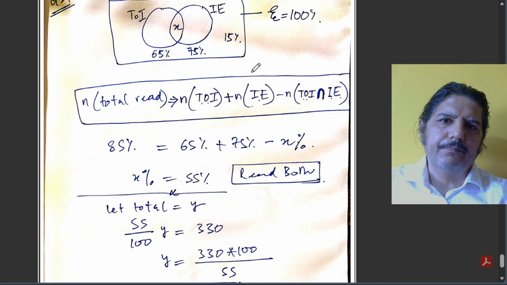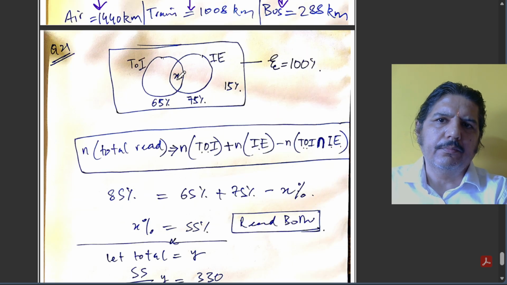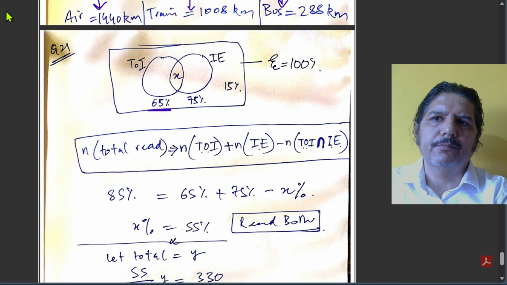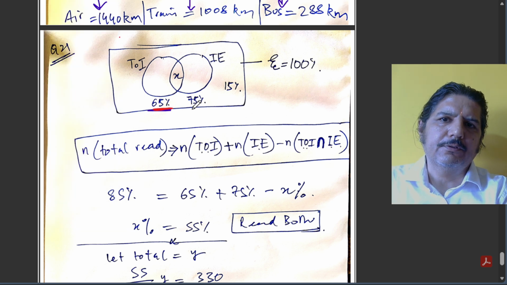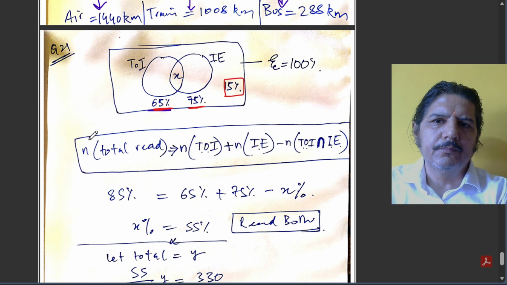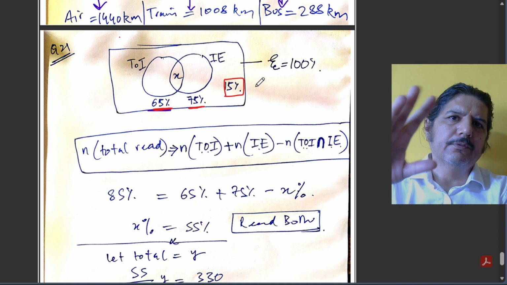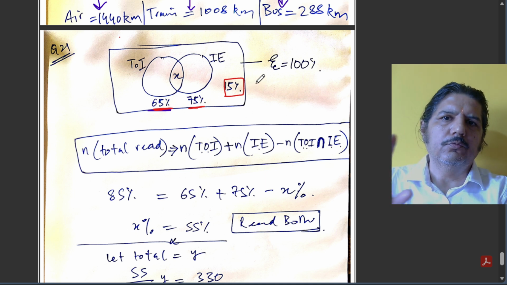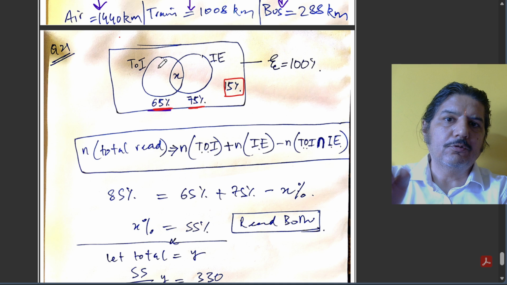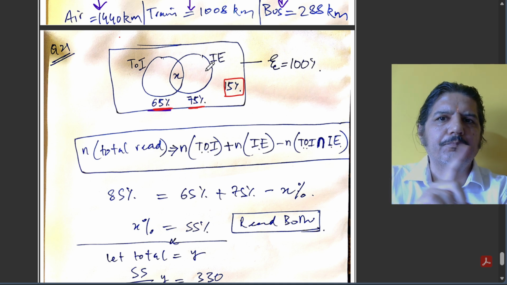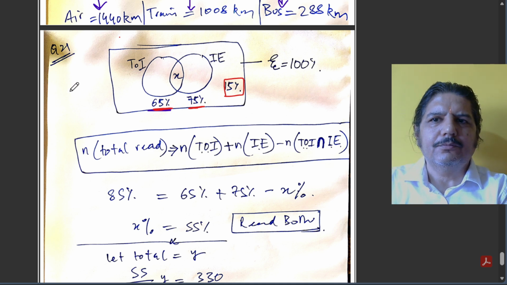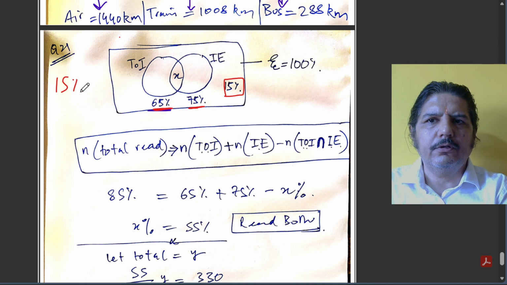So, see, this is how you can solve the problem. Times of India readers are 65%. Indian Express are 75%. 15% do not read any of these. So the formula that I am using is that, see, if 15% are not readers at all, so the Times of India and the Indian Express readers would be 85%. Because 15% they don't read, the readers are 85%.